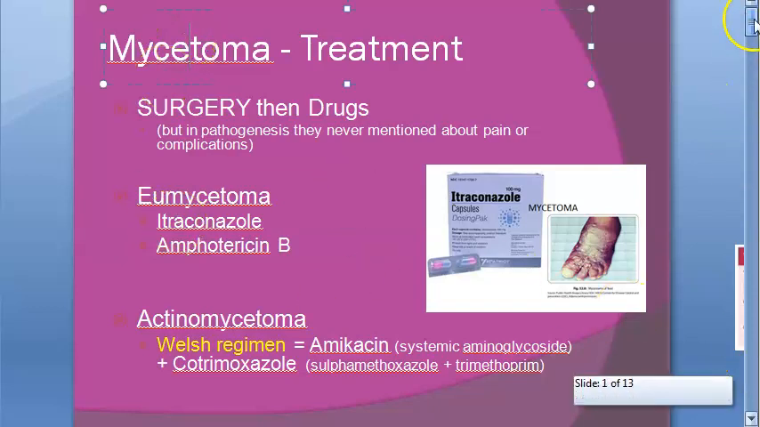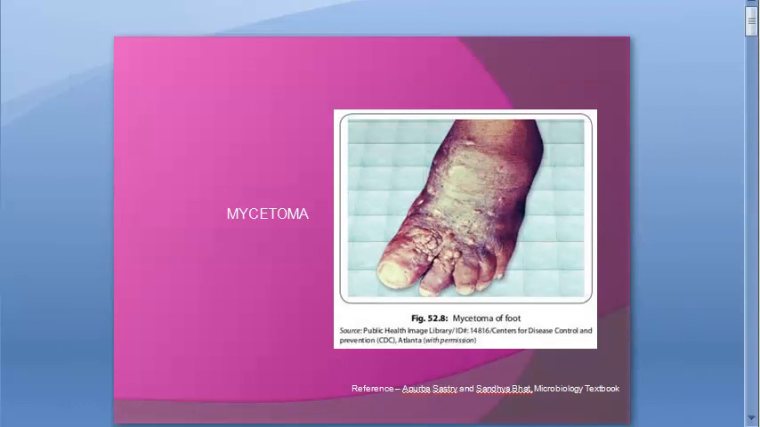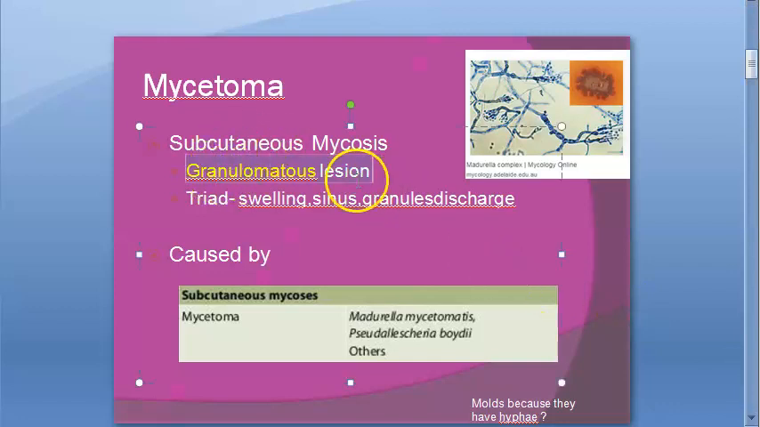So is the mycetoma treatment clear for you? Let's take a quick recap. We have finished mycetoma, so let us recap what we have seen so far. Mycetoma is a subcutaneous mycosis, which is a fungal disease. It causes a granulomatous lesion. There is a specific triad here: swelling, which is like a tumor, then a sinus which is discharging, and it discharges granules. So this is the triad. It is caused by what? Eumycetoma especially is caused by the fungi Madurella mycetomatis and Pseudallescheria boydii.